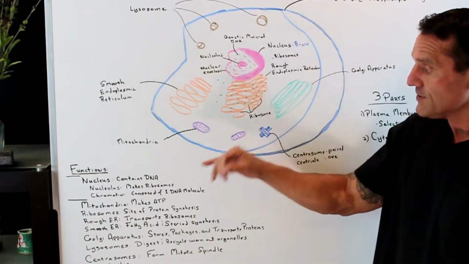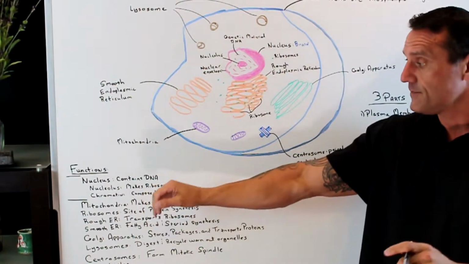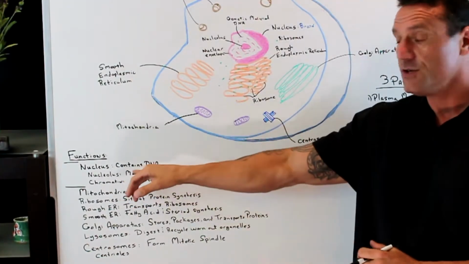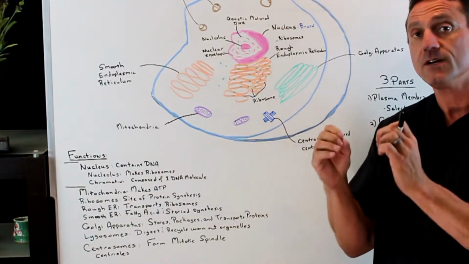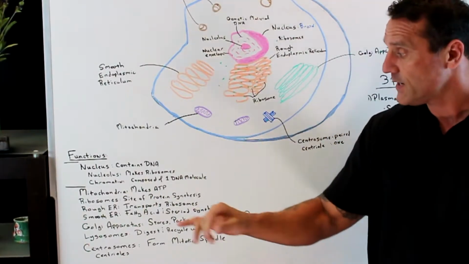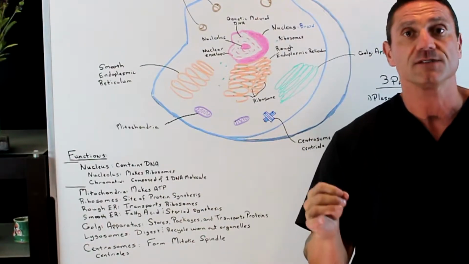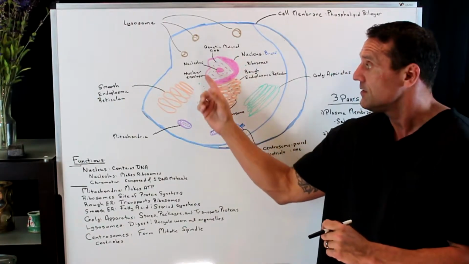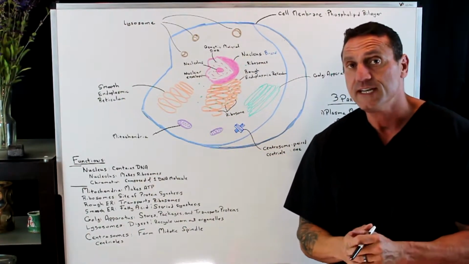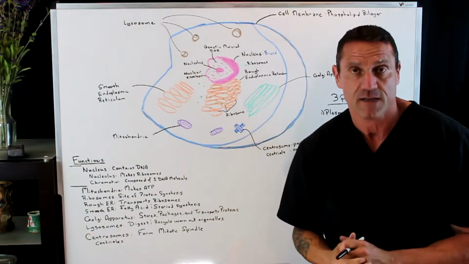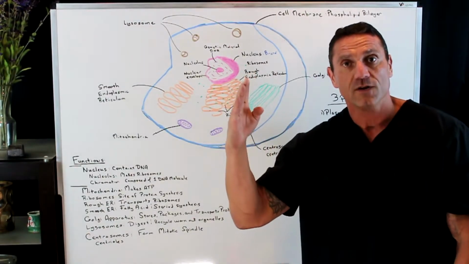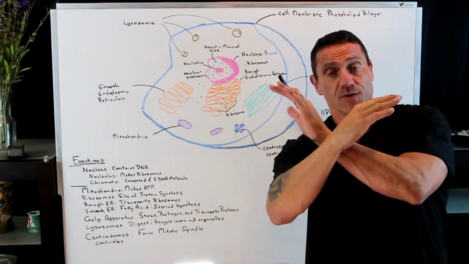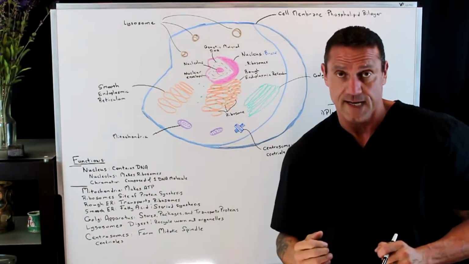So what does this all mean? Now let's talk about the functions. The nucleus contains the DNA. You open up the nucleolus of the nucleus. This is where it makes ribosomes. Ribosomes are proteins. And also within the nucleus is chromatin. Chromatin is composed of one DNA molecule. So you take one chromatin, put it together, and that's called a chromosome. You pull the chromosome apart, that's chromatin.